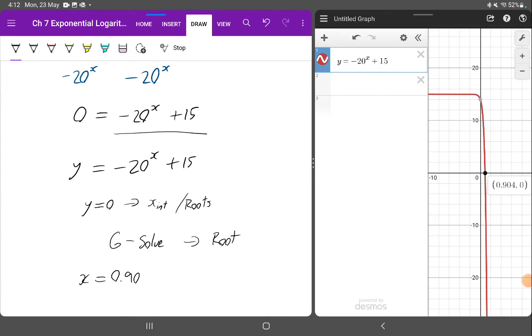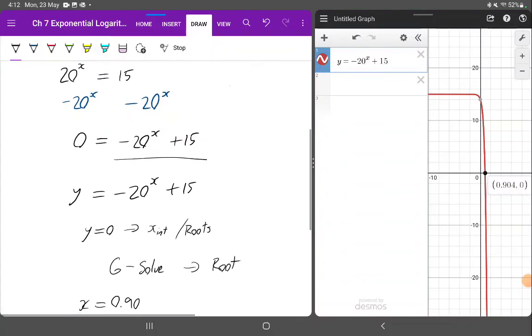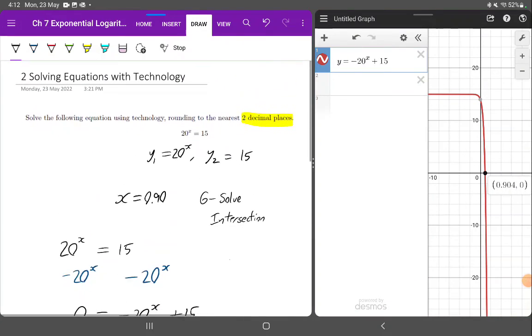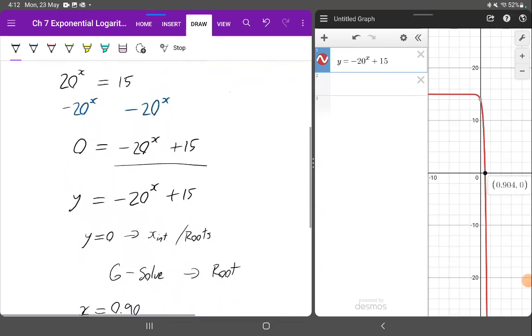So two very different ways of doing it. You get the exact same answer. It's just whether you would rather rearrange the equation or if you'd just like to sub in both equations. Just depends on whether you're using the intersection or if you're using the root mode.